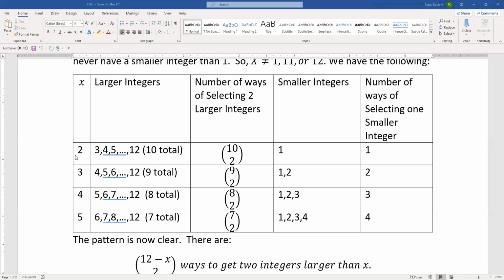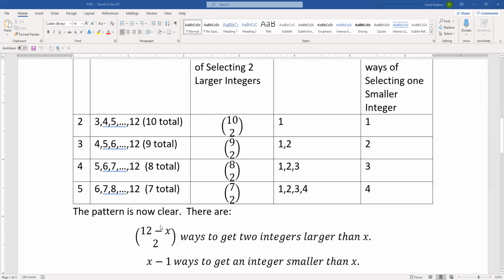So whatever the x is, we have 12 minus x combination. In the combination, we have 12 minus x on the top. So here we had 12 minus 2 because x was 2. Here we have 12 minus 3, 9 is 12 minus 3. So in general, it will be 12 minus x, and in the bottom, you always have 2. So it's 12 minus x combination 2 ways to get 2 integers larger than x.